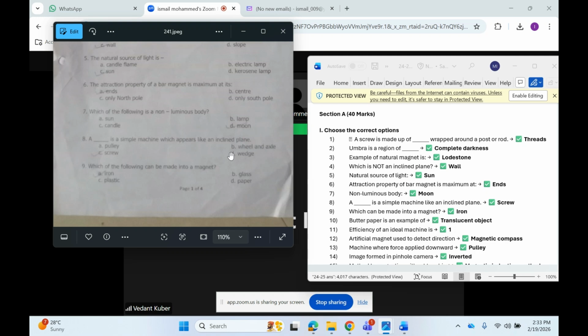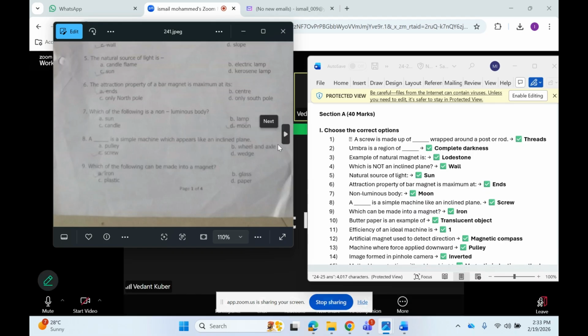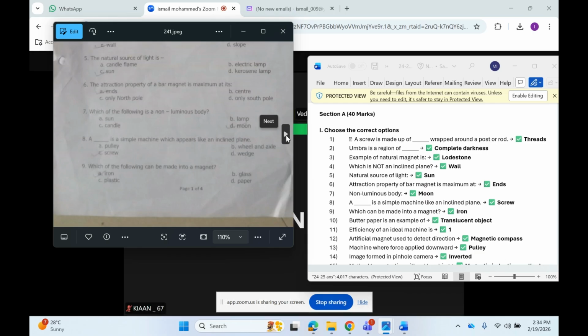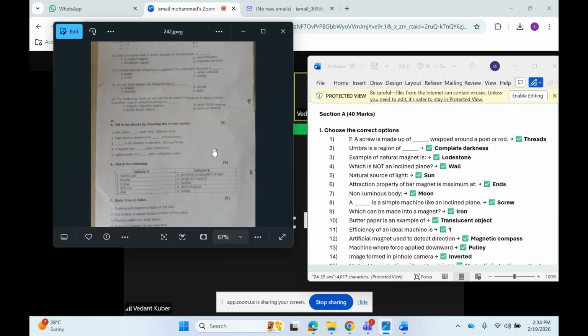Which of the following is a non-luminous body? It is the moon. Moon is non-luminous. It can't shine by itself. It shines because of the rays of the sun's light. And screw is a simple machine which appears like an inclined screw, right? Which of the following can be made into a magnet? Iron. Iron can be made into a magnet.